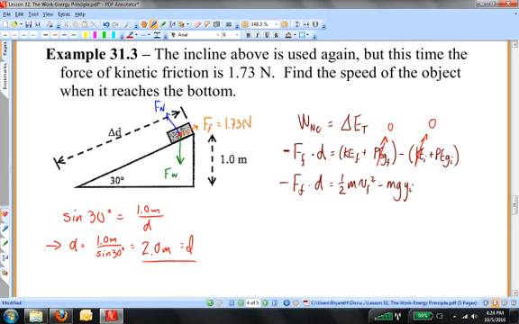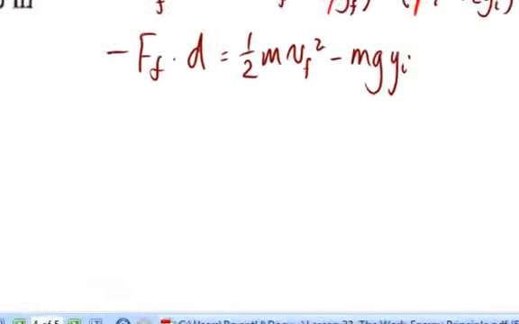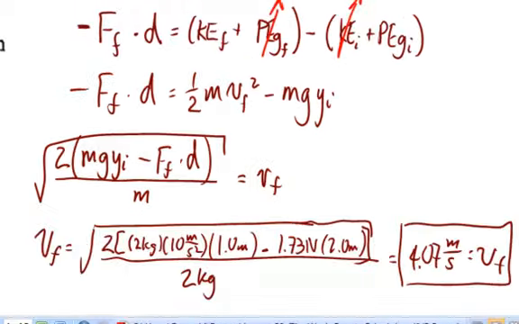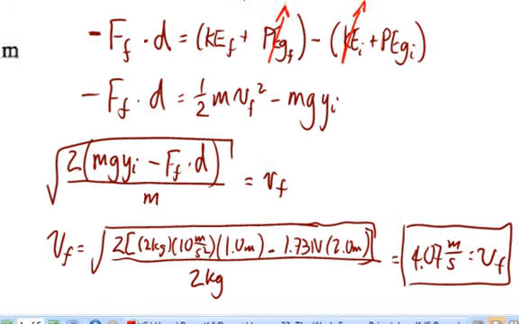Going back to my work energy principle, I can solve that equation for vf. I'm going to do that in one fell swoop, and then we're going to put in the numbers. All right, so I've done a whole mess of algebra here at once. I added mgy to both sides, then I multiplied both sides by 2, divided both sides by m, and then took the square root to figure out what the final speed's going to be. Now, let's put in the numbers. I get that the final speed at the bottom of the ramp is just under 4.1 meters per second.